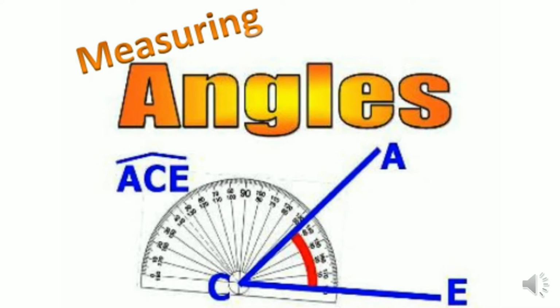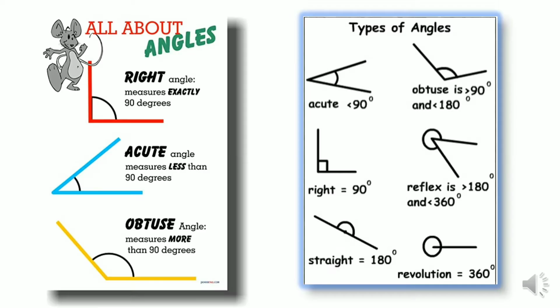Children, today I am going to explain how to measure angles using a protractor. So, first let us see the types of angles. We have 6 types of angles, and in this we are learning only 3 types. One is the right angle, which measures exactly 90 degrees. Another one is the acute angle, which measures less than 90 degrees, and the obtuse angle, which measures more than 90 degrees.